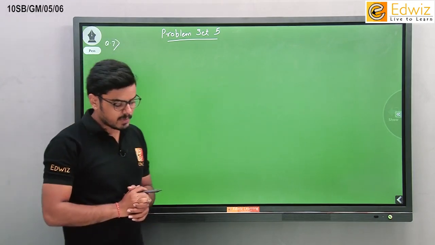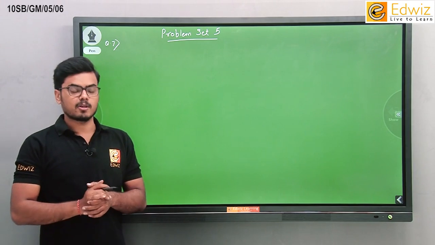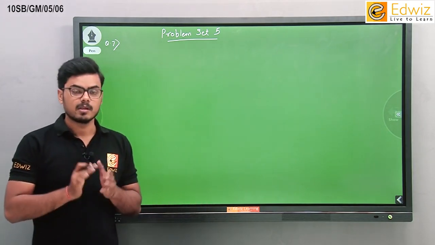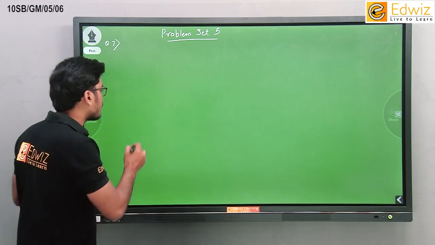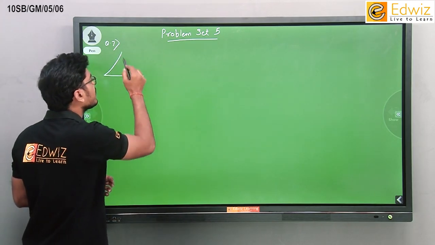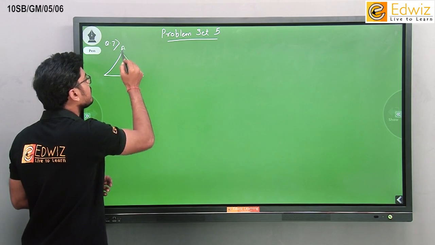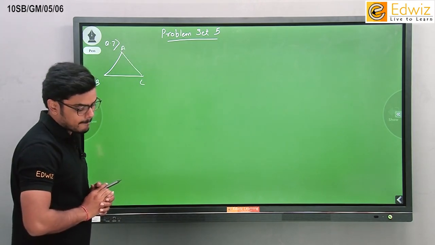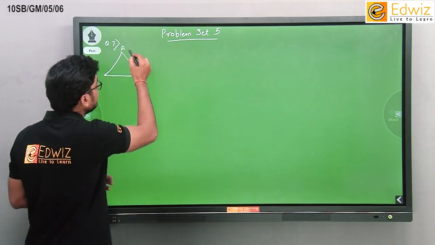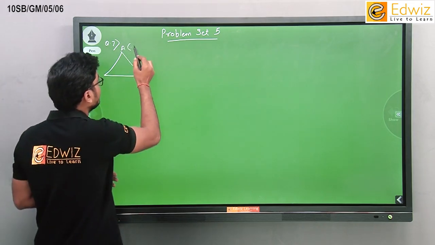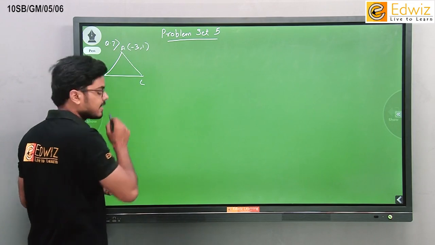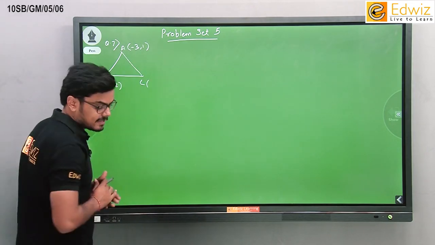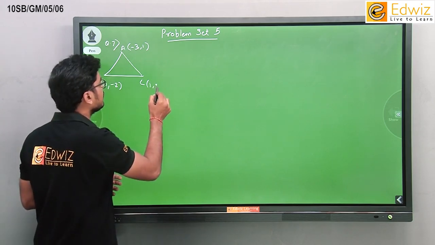In question 7 we have to find the coordinates of the circumcenter of a triangle whose vertices are given to you. 3 vertices are given. So suppose this is your triangle, triangle ABC. First vertex here is (-3, 1). Second vertex is (0, -2). Third vertex is (1, 3).